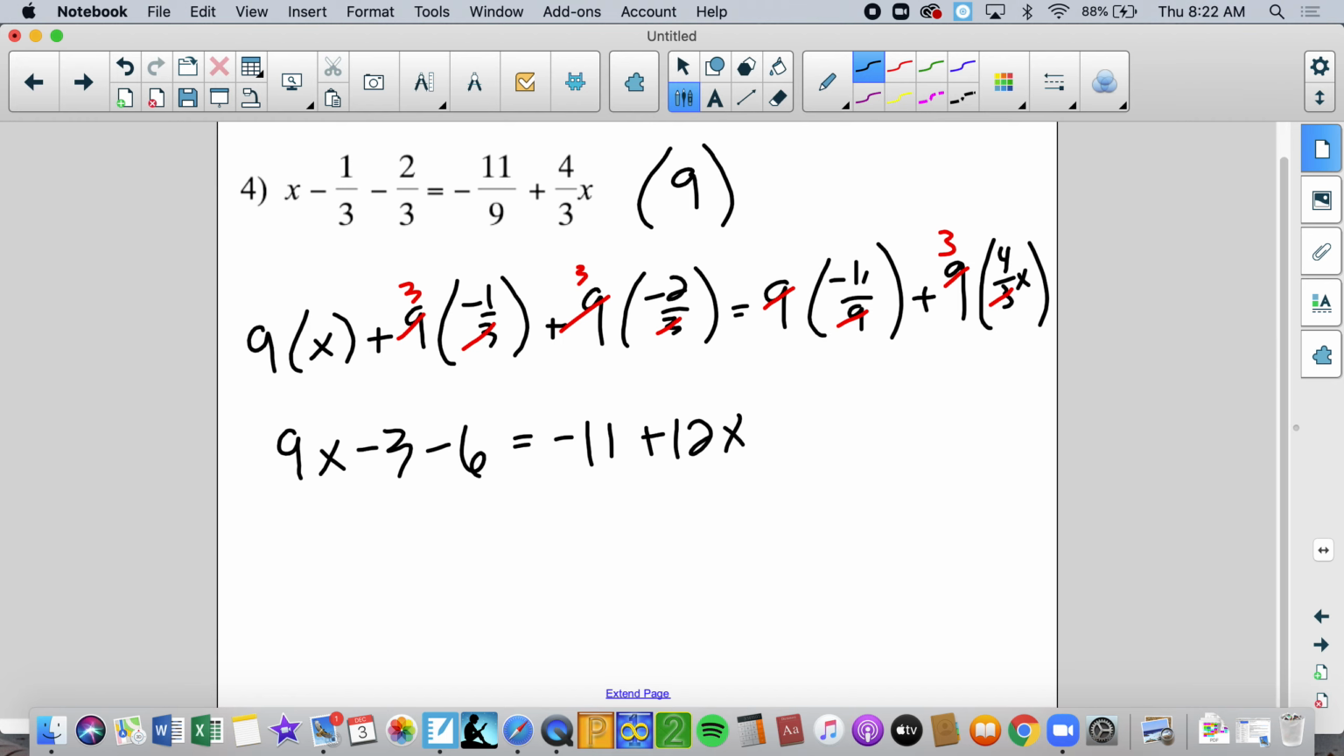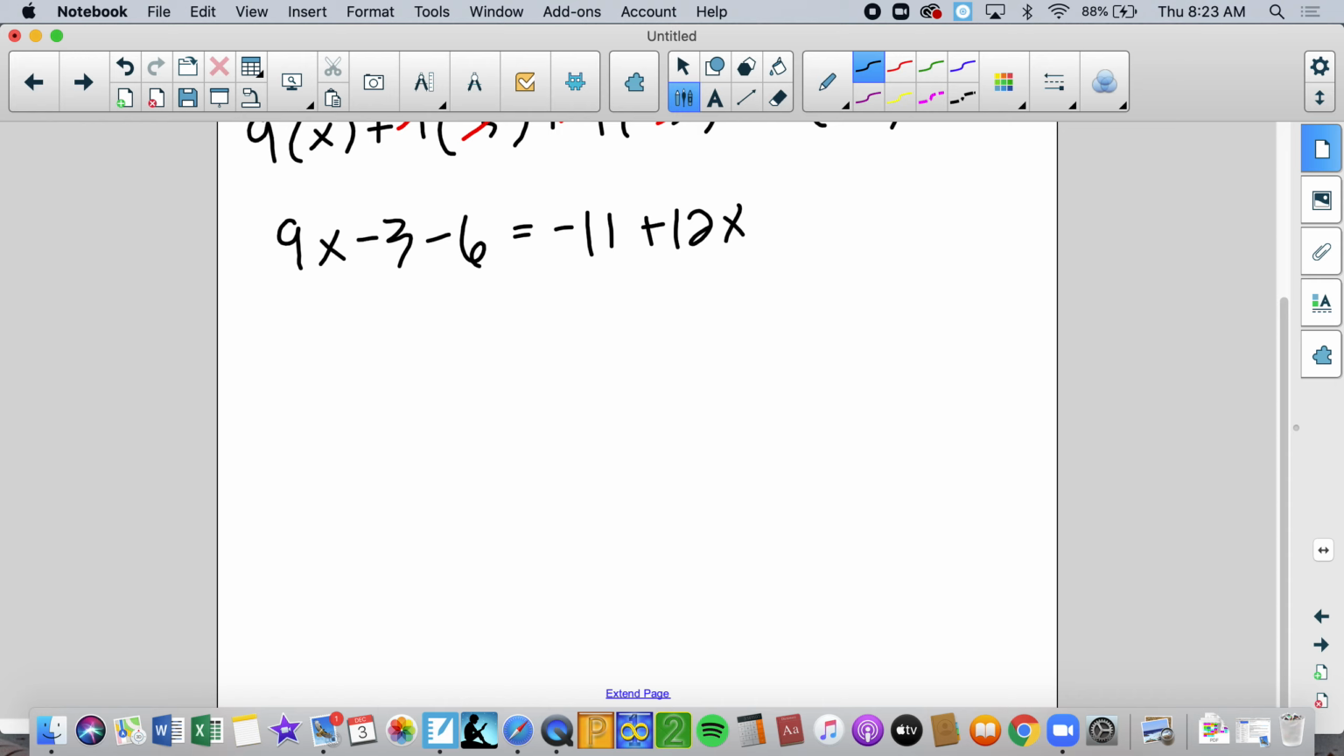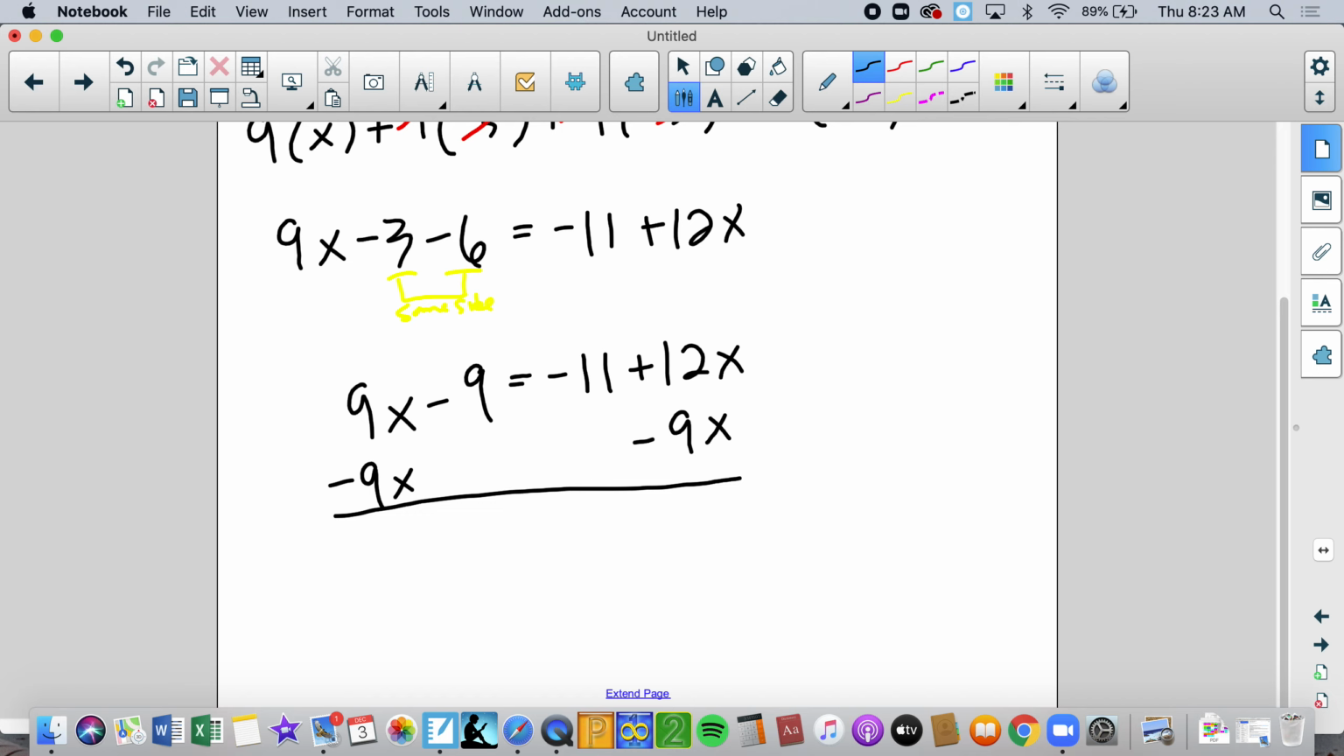We notice that in this one we have two constants that are on the same side. Those are like terms on the same side, so I can simplify that. I'm going to combine that before I move anything. So that gives me 9x minus 9 equals negative 11 plus 12x. Now I'm going to move the variables first. I'm going to get rid of the 9x on the left side and move it to the right side. These cancel. You're left with negative 9 equals negative 11x, and that's plus 3x.